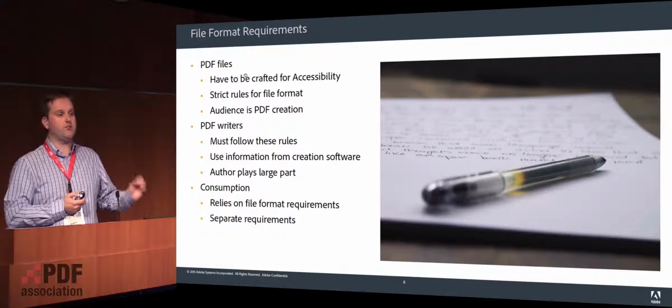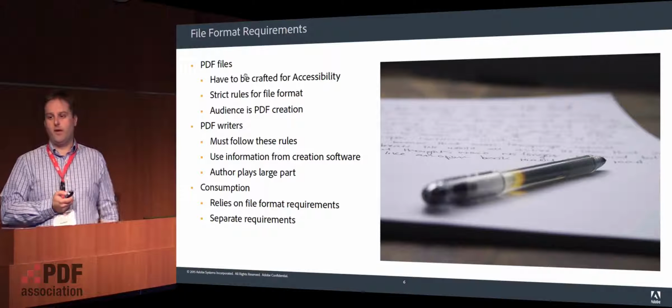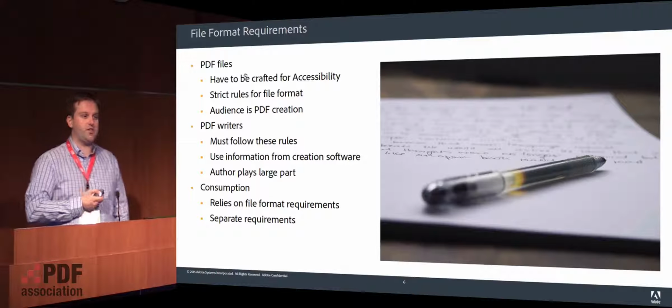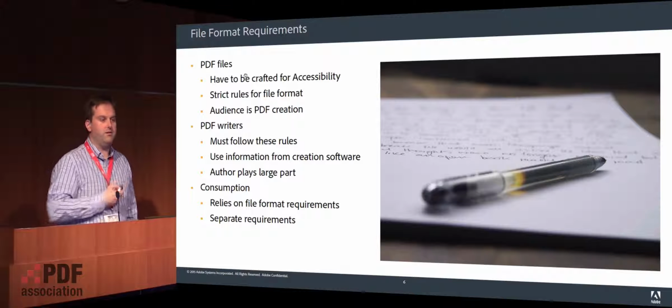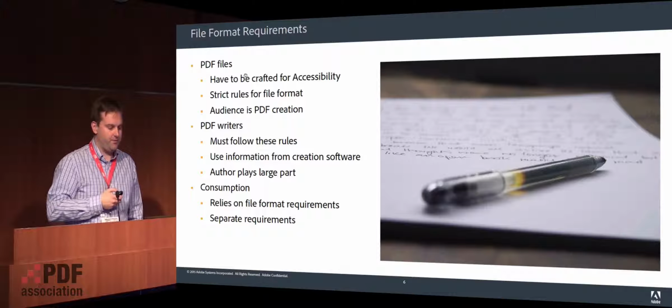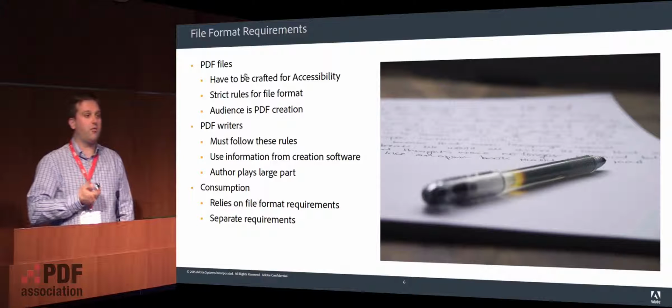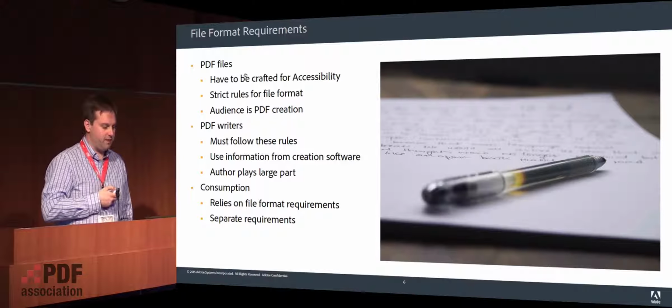PDF writers must follow these rules if they claim PDF/UA compliance. There's nothing in the industry that says you shall be PDF/UA compliant, but if you intend to support this, this is what you'll do when you write a PDF. So this is for the software authors who are producing PDF.